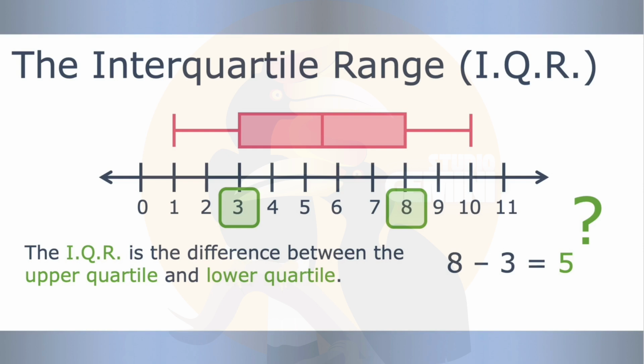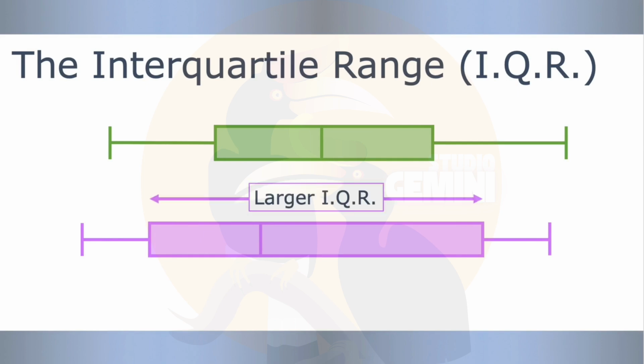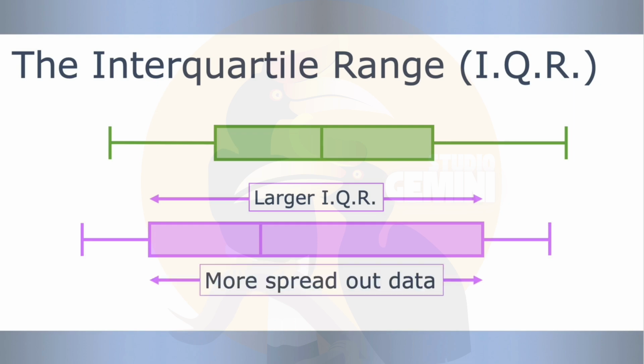So what does the IQR actually tell us? Let's find out. The interquartile range is a way to measure the variability of your data. If one data set has a larger interquartile range than the other, you would say it has more variation, which means the values are more spread out. I think we're ready for some real-world problems, so let's go.